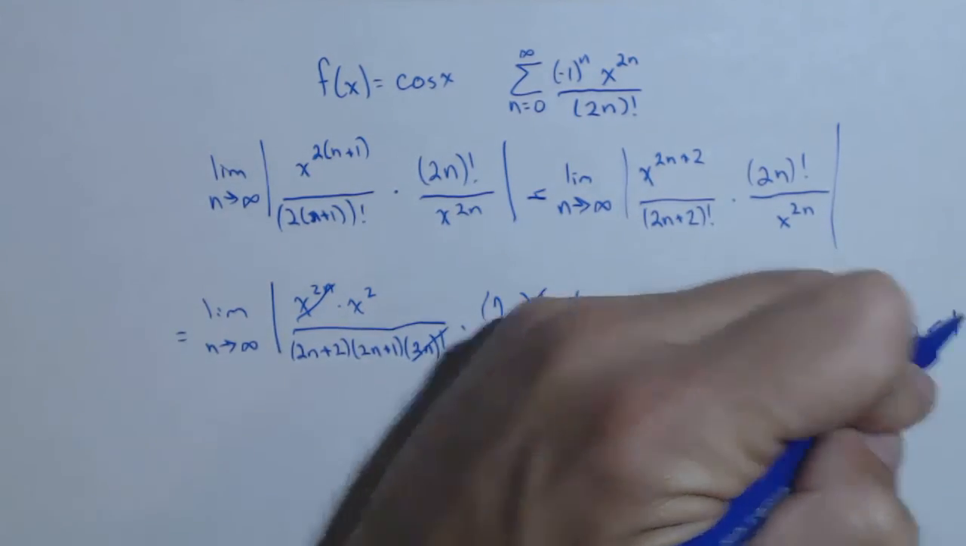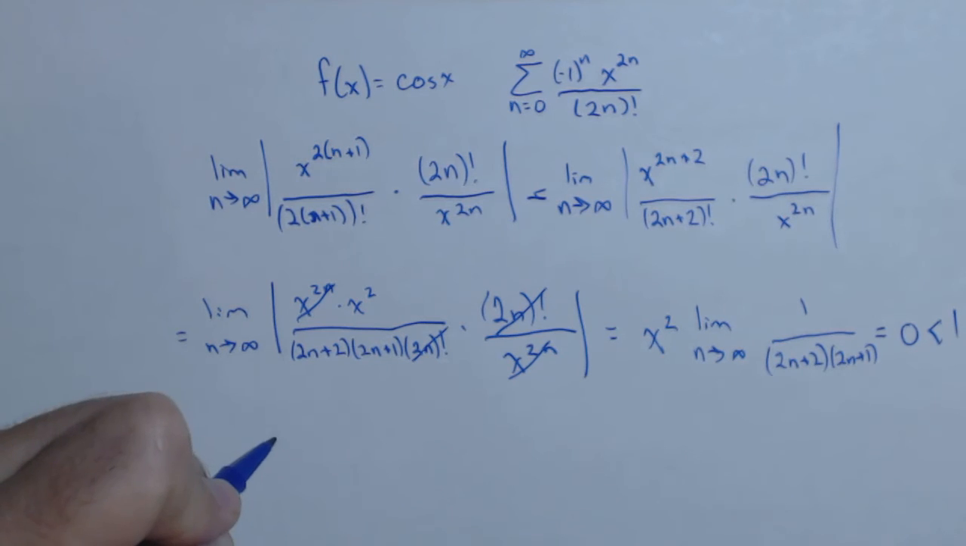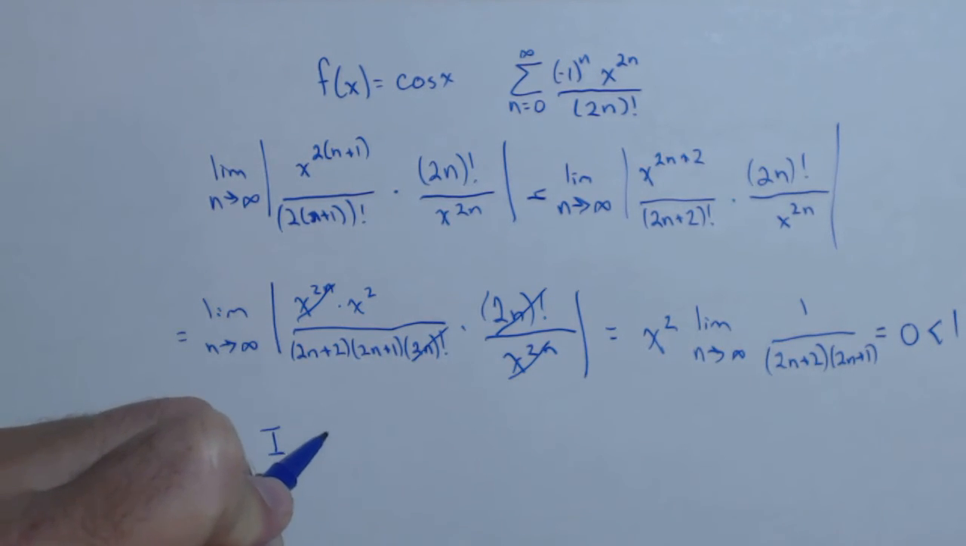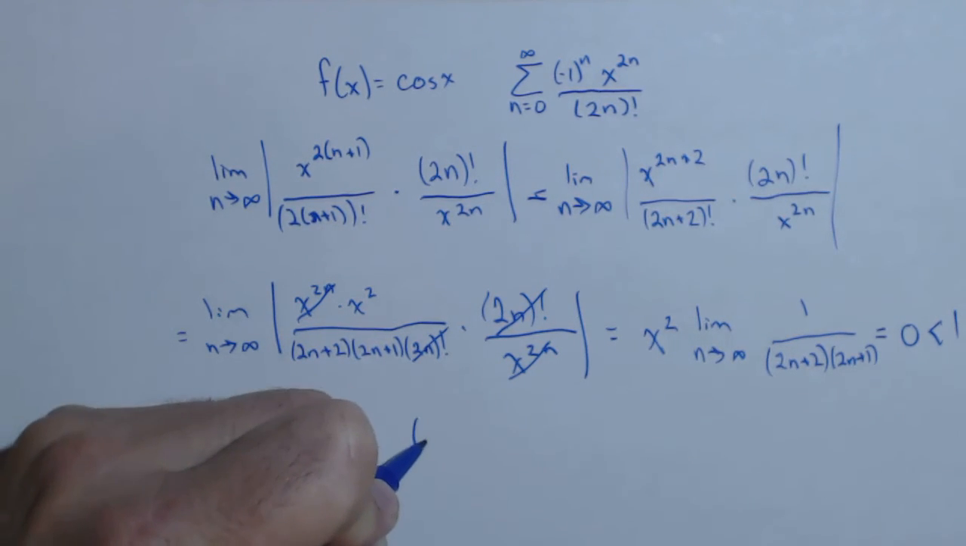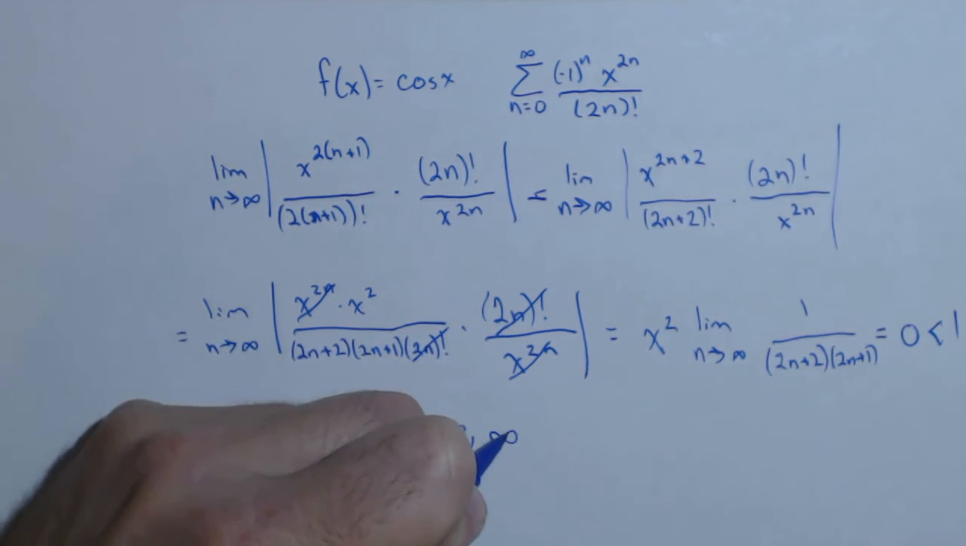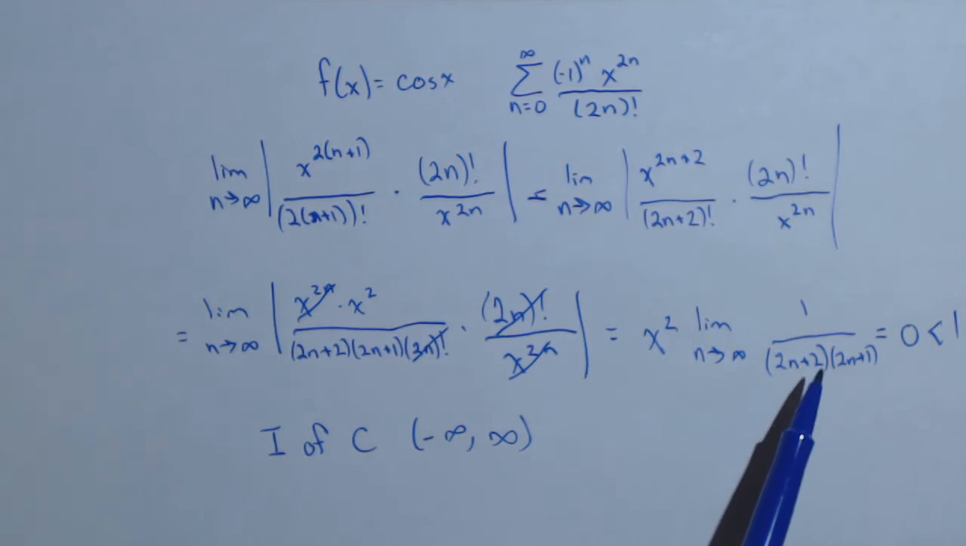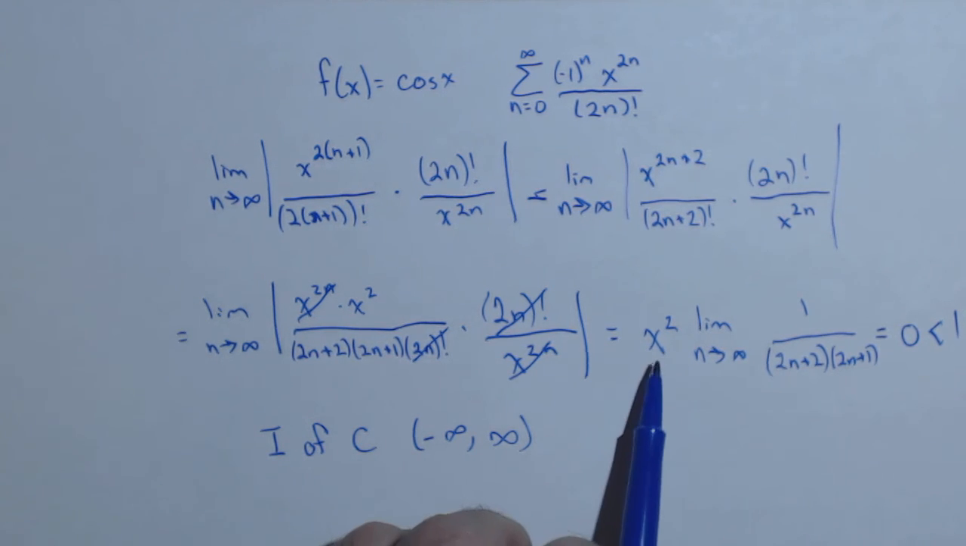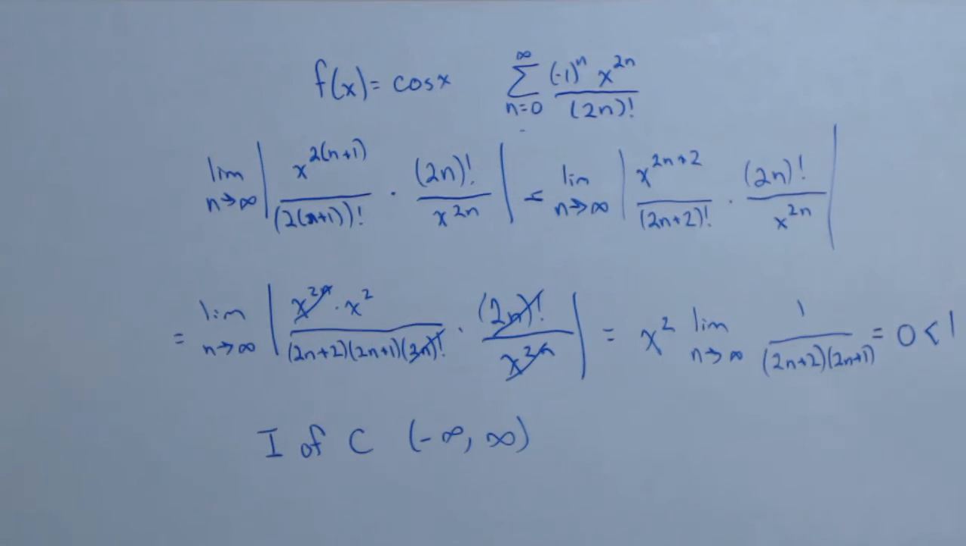So this thing is always going to be less than 1, which gives me an interval of convergence of all reals, or negative infinity to infinity. That's our favorite case. If this limit goes to 0, it tells me that this series converges everywhere.